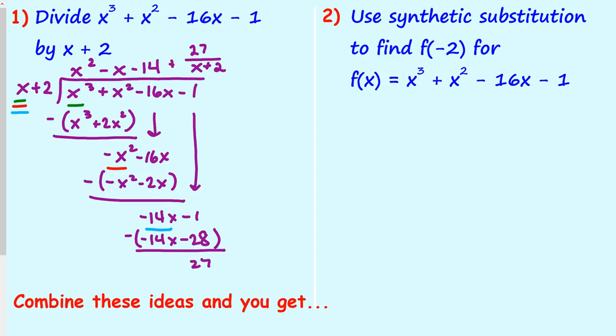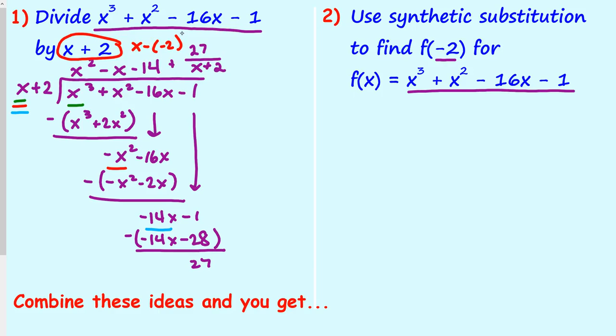Use synthetic substitution to find f of negative 2 for this polynomial function. Notice that this polynomial expression on the right side of the function is the same as this polynomial expression in number 1. And notice that we're finding f of negative 2, and we had divided by x plus 2, which is x minus negative 2. Keep that in mind. So we put negative 2 in the box for synthetic substitution. Then we have 1, 1, negative 16, and negative 1.